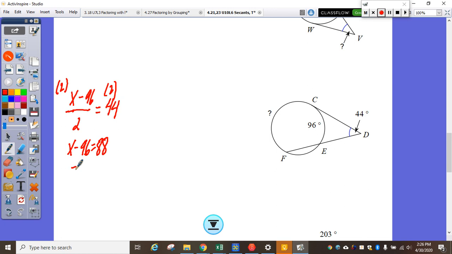And when I add that 96 to both sides, we have 88 plus 96. That's going to give me 184. So that's the measure of my larger arc.